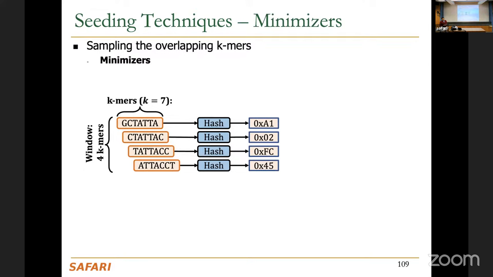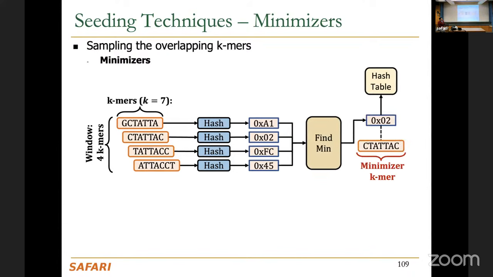And one other way of doing this is with a mechanism known as minimizers. What minimizers does is, again, generate all overlapping k-mers in a window, let's say a window of 4 k-mers of length 7. We hash these k-mers again, and we only store the one that gives the minimum hash value, meaning we sample these overlapping k-mers and choose the one with the minimum hash value.